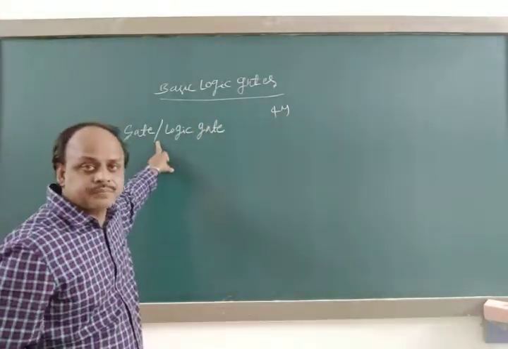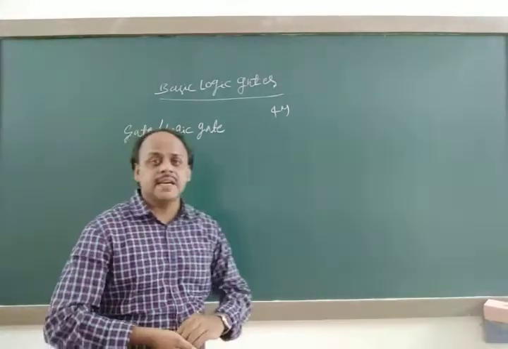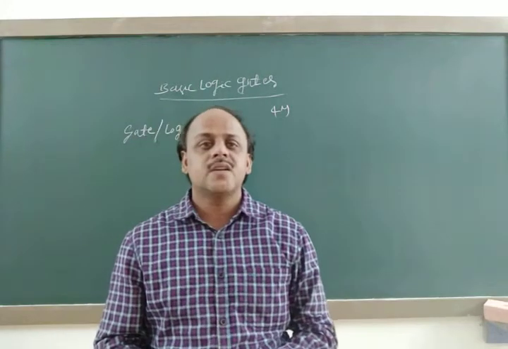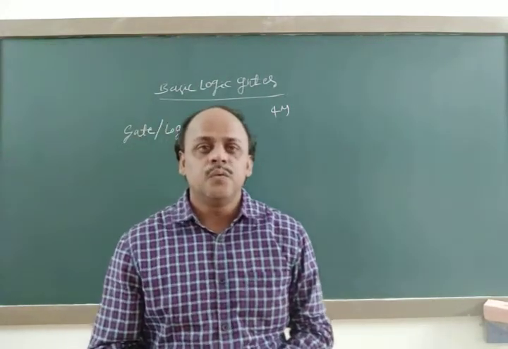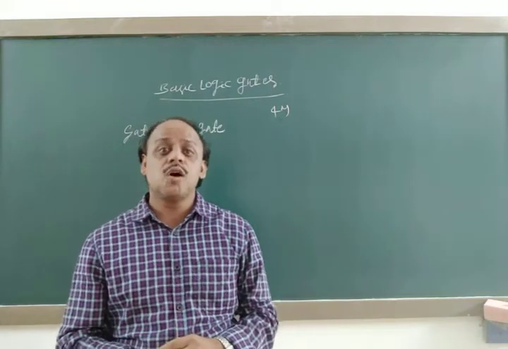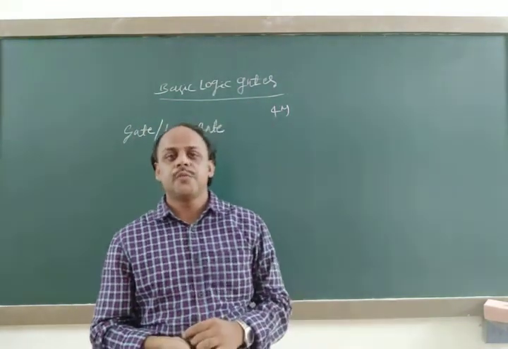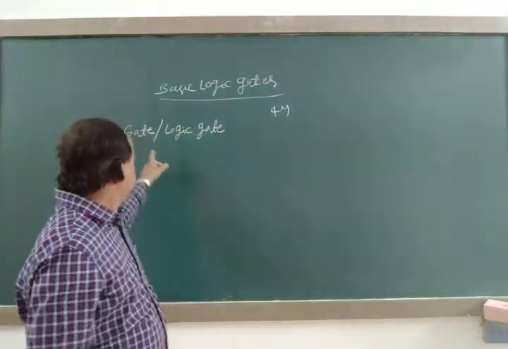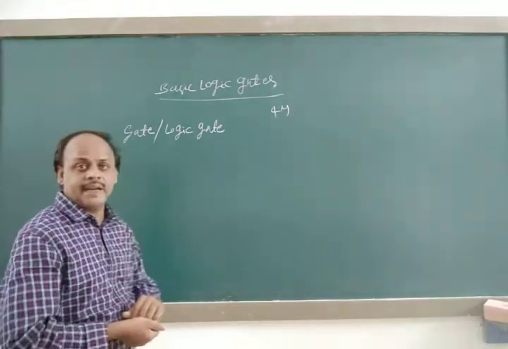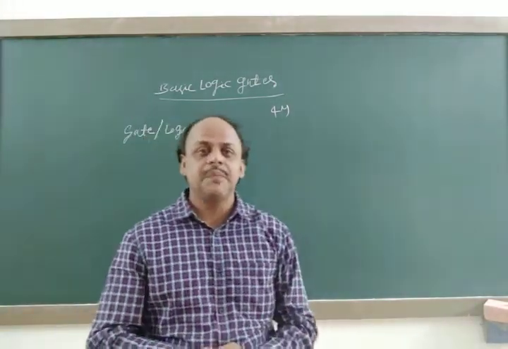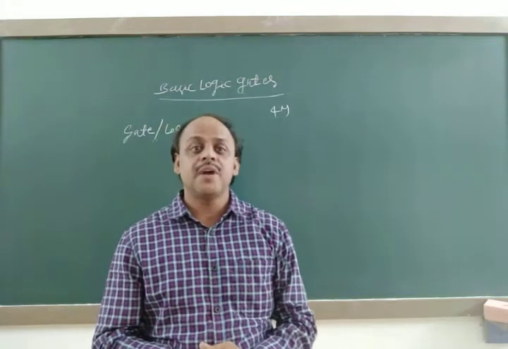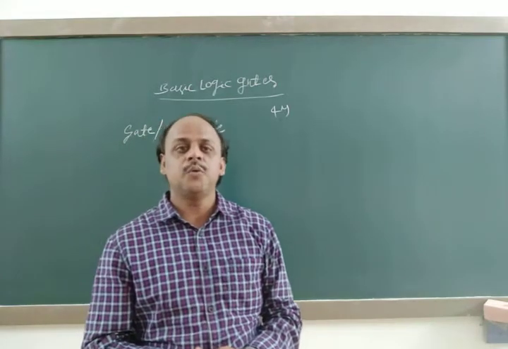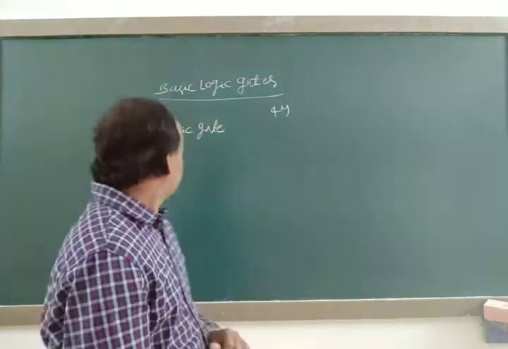A gate or logic gate can be defined as a simple electronic circuit which accepts 2 or more input signals to produce one output signal. We can say that a gate or logic gate can be defined as a simple electronic circuit which may have 2 or more input signals and one output signal.